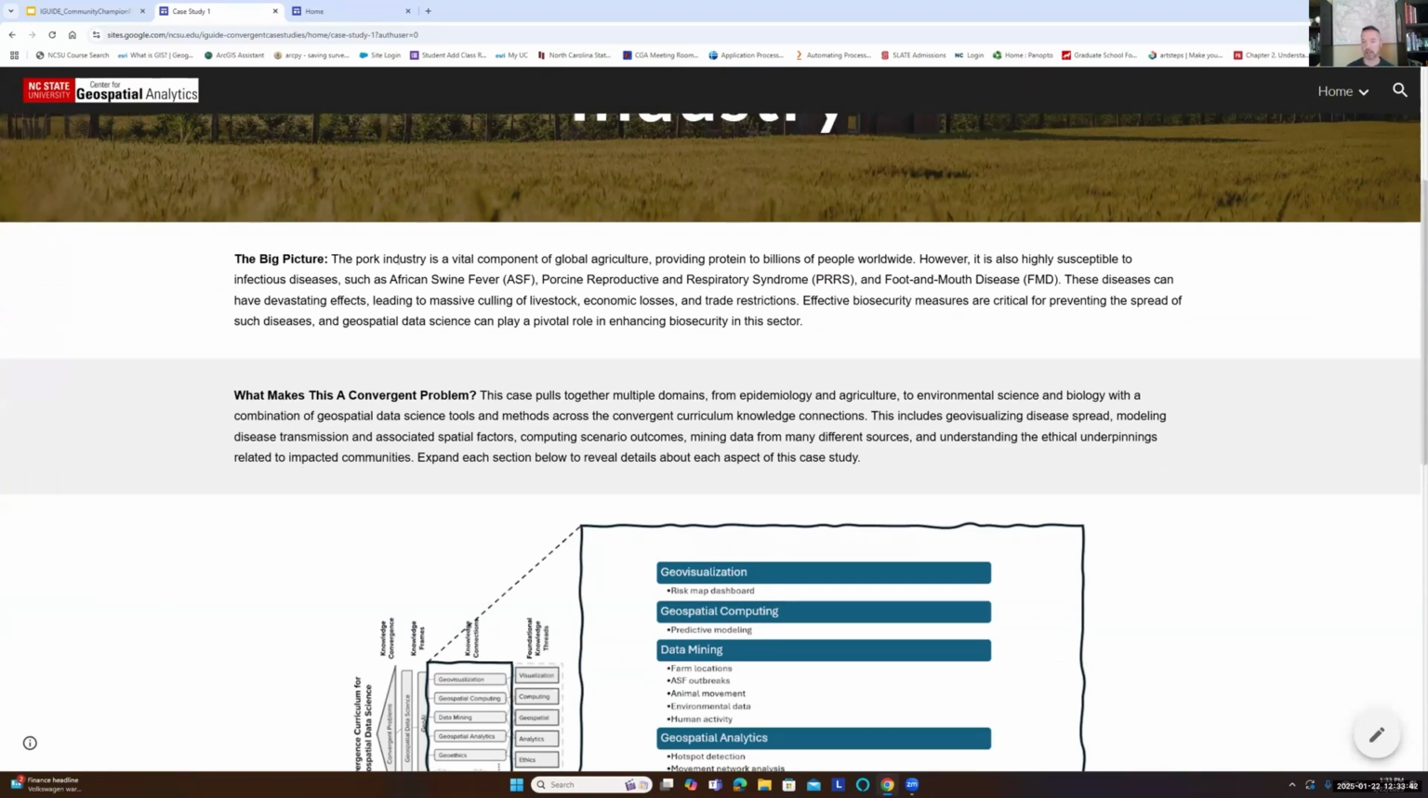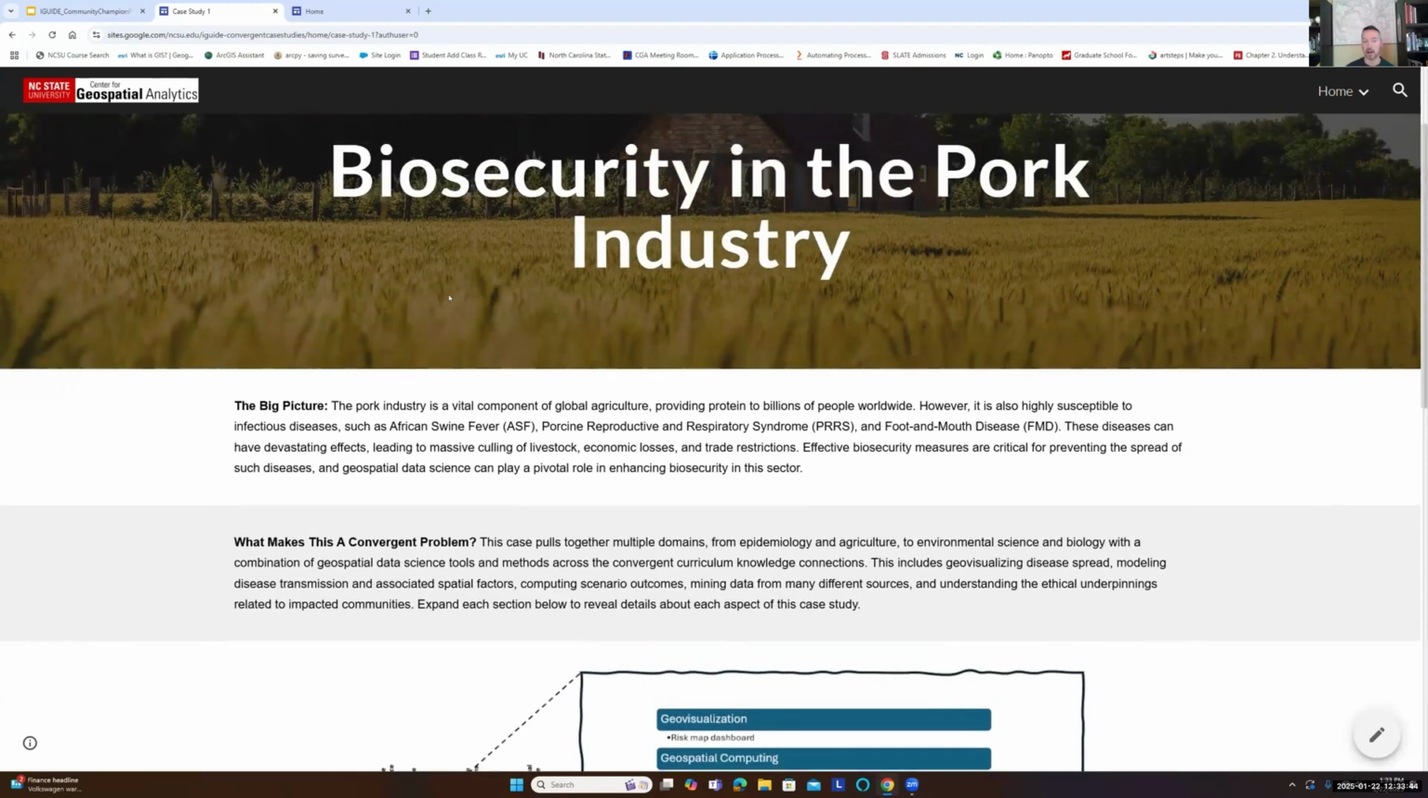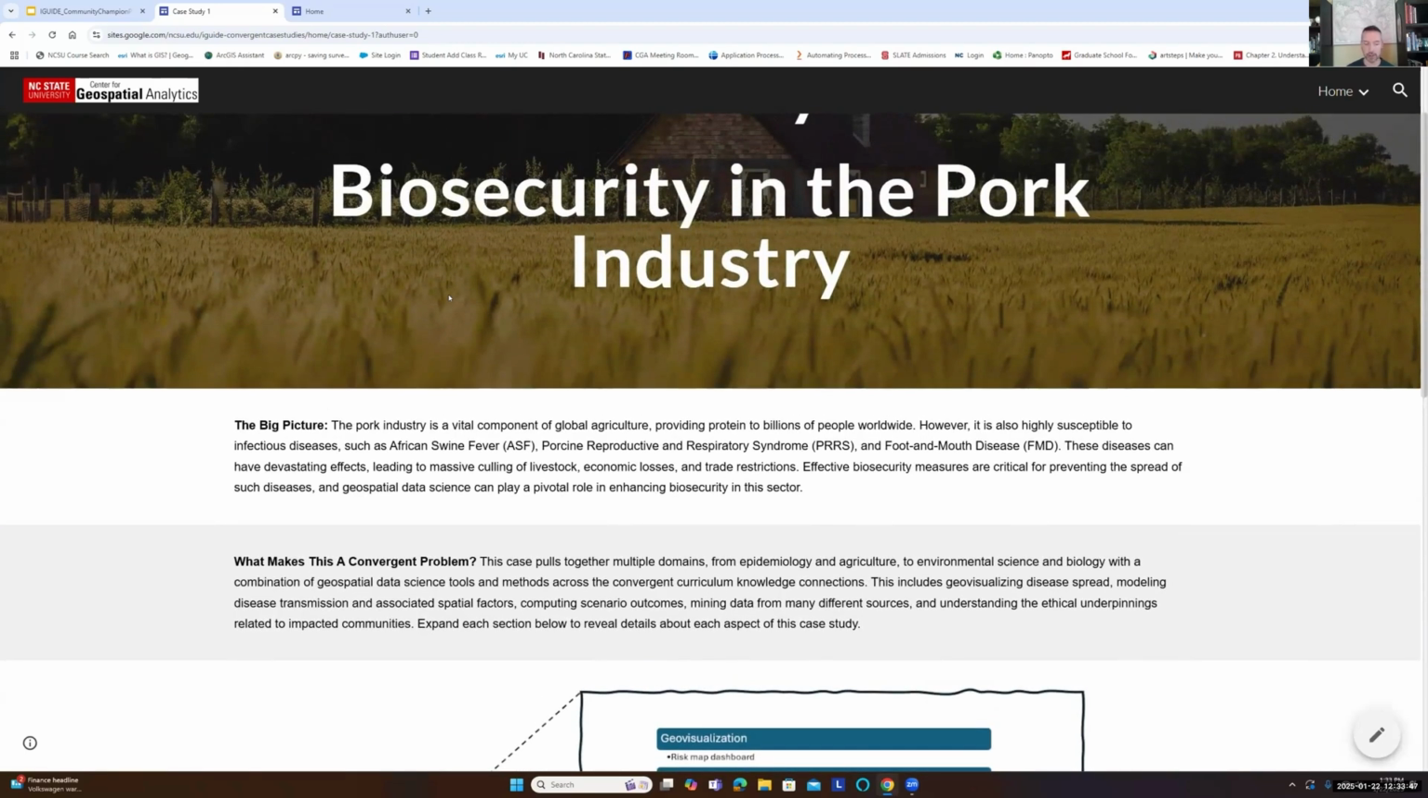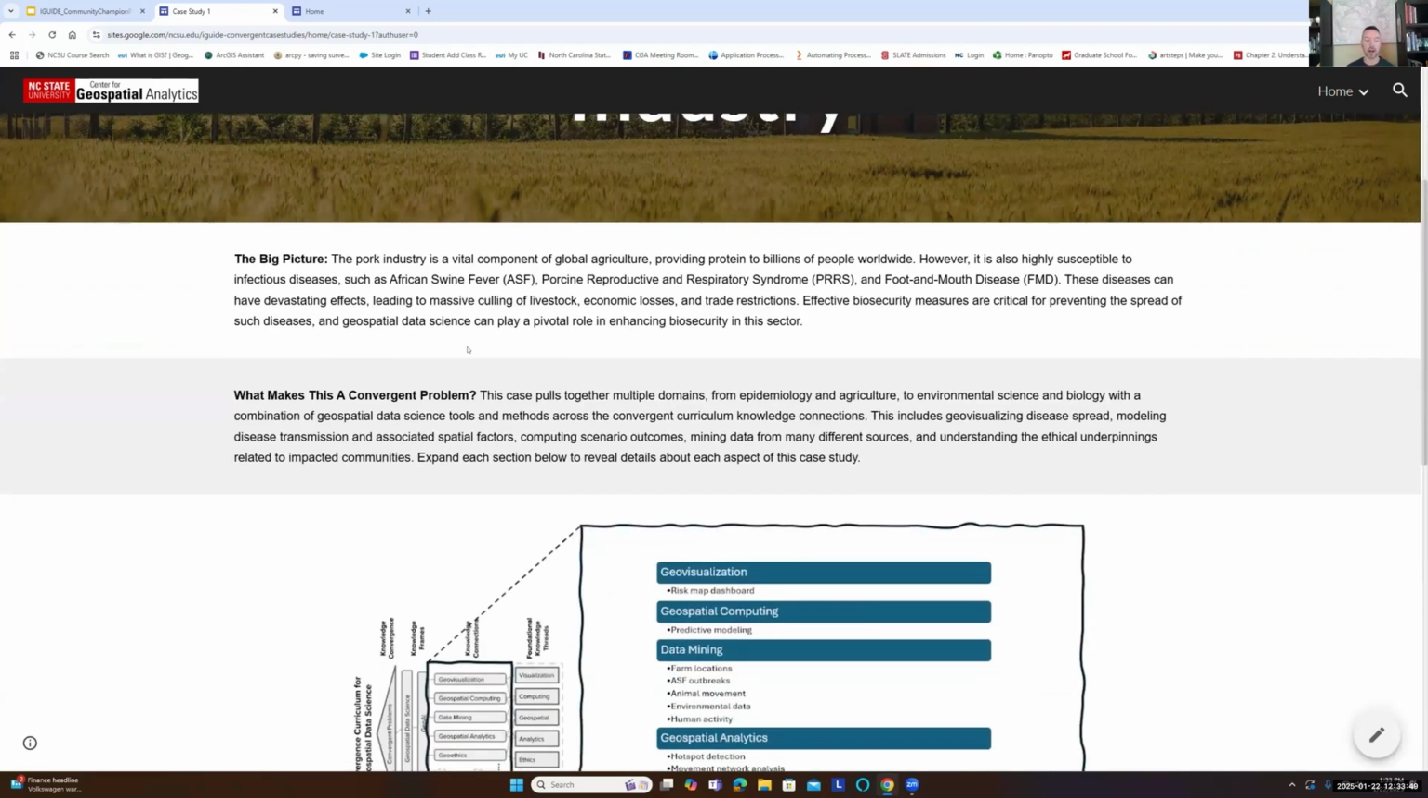And then for this particular case study, it's really talking about biosecurity within the pork industry. So the big picture, setting the stage for this case study, is really focused on infectious disease and infectious disease spread within livestock, whether that's African swine fever or foot and mouth disease, et cetera. And so the idea is just to set that big picture stage for students about what this case study is going to be.